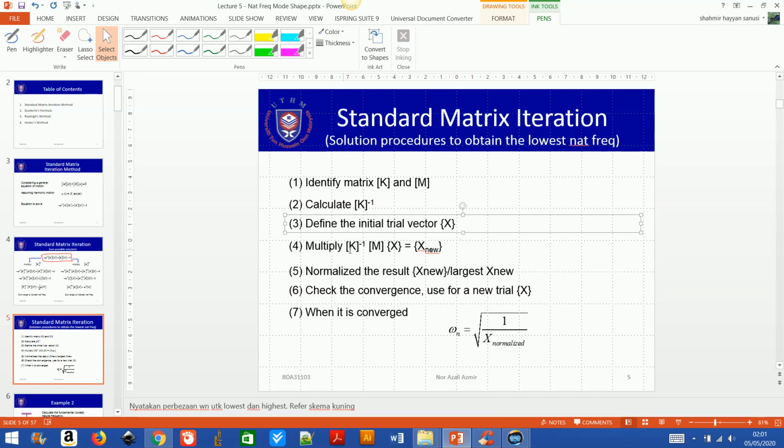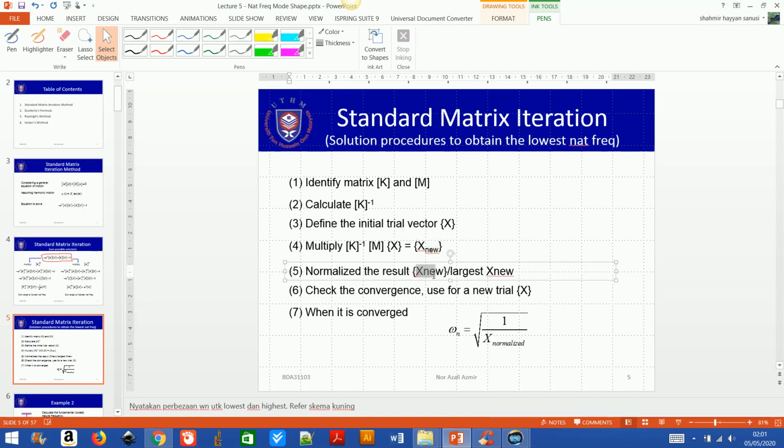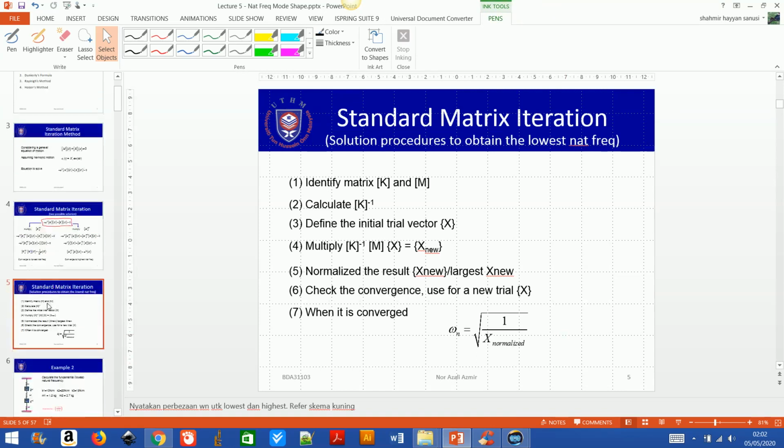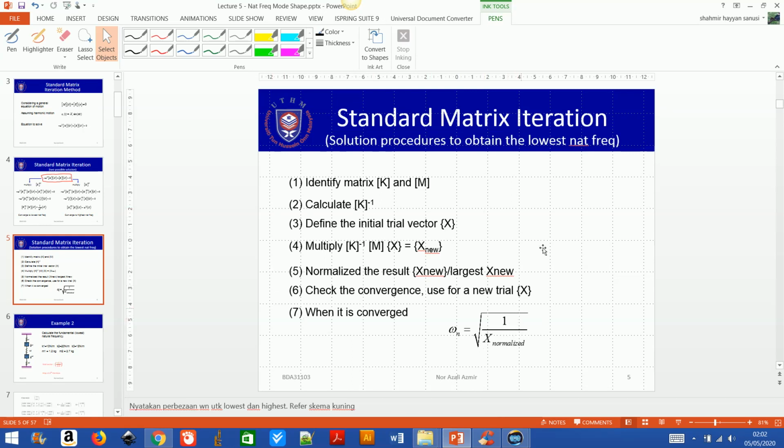Next, you multiply the K inverse matrix with the mass matrix, and you will get the X new. And then you normalize the results, whereby you divide your X new with the largest X new. Once your calculation has converged, you use the new trial of X, and when it is converged, in order for you to get the lowest natural frequency, you can use this equation whereby omega n is equal to the square root of 1 over x normalized. So this is the solution procedure for you to obtain the lowest natural frequency.